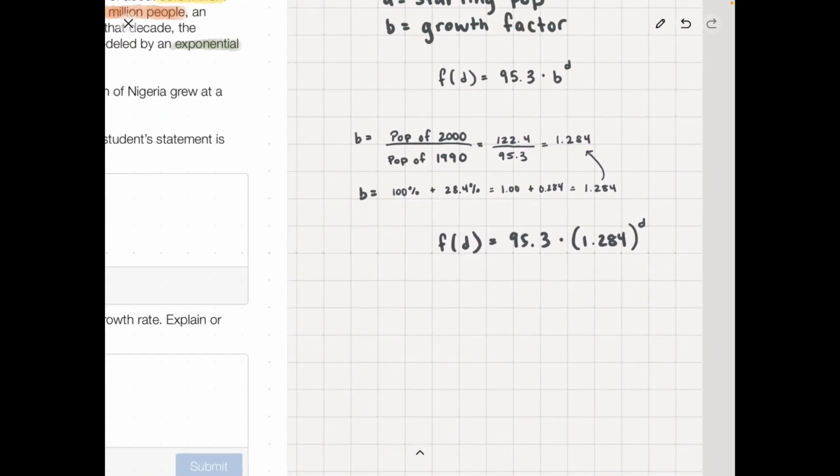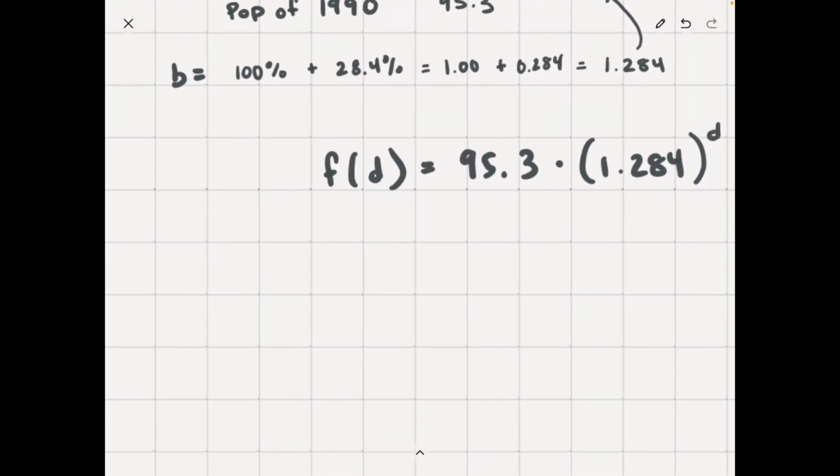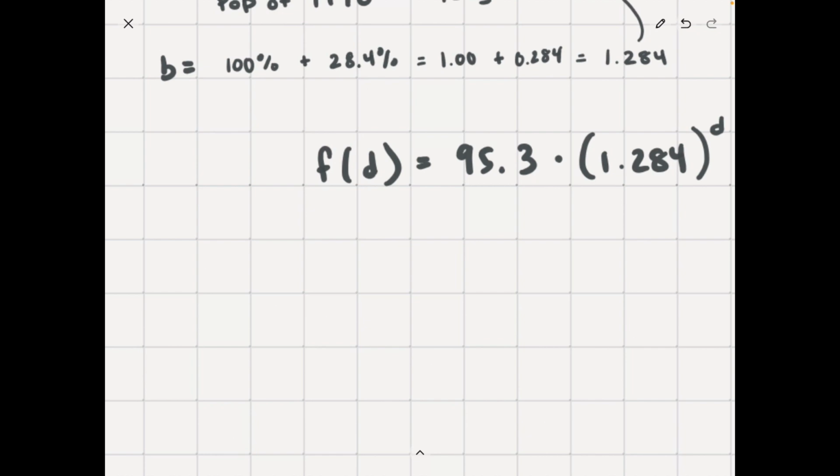All right, so now that we have that function, we can go back and think about what the problem is saying. They said, incorrectly, that the population grew at a rate of 2.84% every single year, right? And they told us that was incorrect. So how could we figure out what the population actually did over the course of 1 year? How would we figure that out? First of all, we'd have to think back to our table in the Engage. If I wanted to represent 1 year, how many decades would that be?